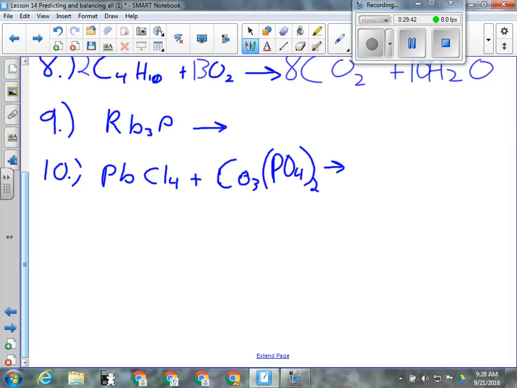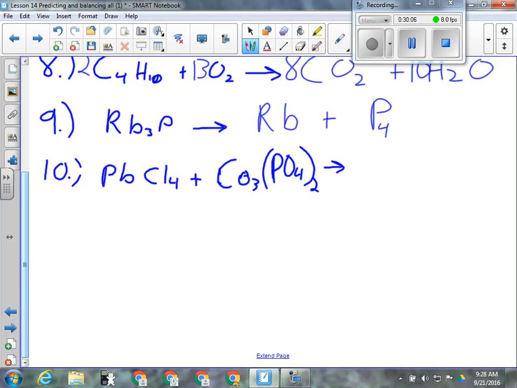All right, so I have rubidium phosphide all by itself. It's the only reactant. So this is a decomposition reaction. All right, so that means break it up into its two parts. Rubidium's a metal, so it's not special. Phosphorus is. So it's P4.